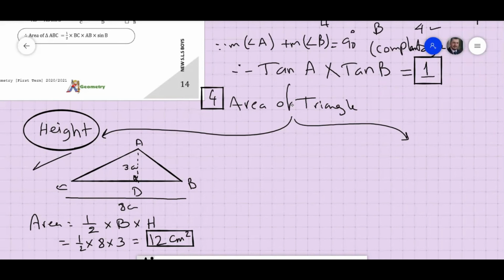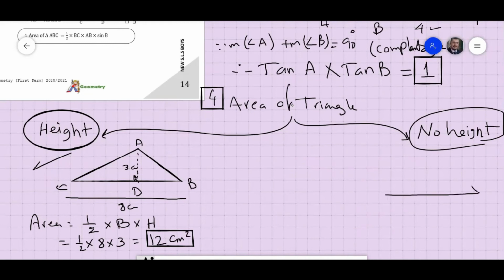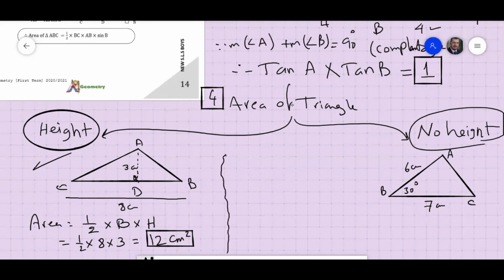Now we have the second case and the new rule. If there is no height in the triangle, I have a triangle like that. He gives me a triangle and there is no height. He gives me this side 6 centimeters, and this side 7 centimeters, and this angle 30 degrees, angle B. And he asks me to get the area of the triangle, and there is no height. Okay? We have a new rule.